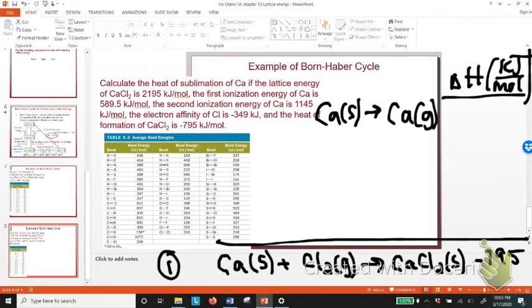We're going from a solid to a gas, so that's heat of sublimation. So we look in the problem for where it gives us the value of the heat of sublimation, and that's actually what we're trying to calculate. So I'm going to write X because that's what we're looking for.